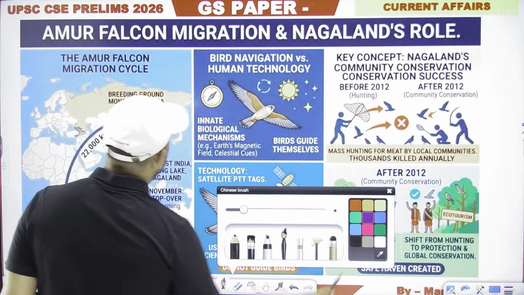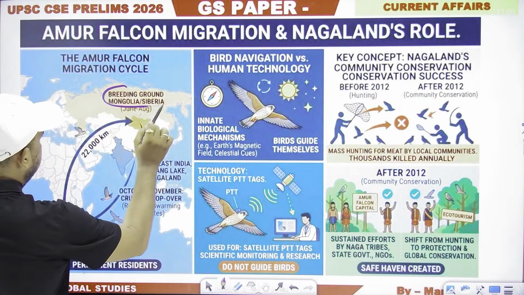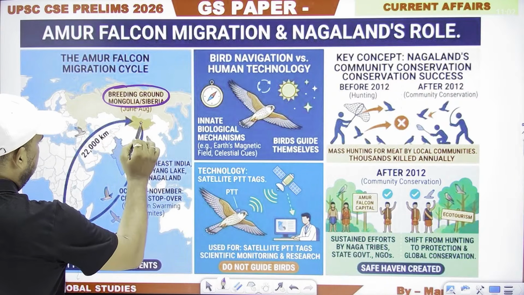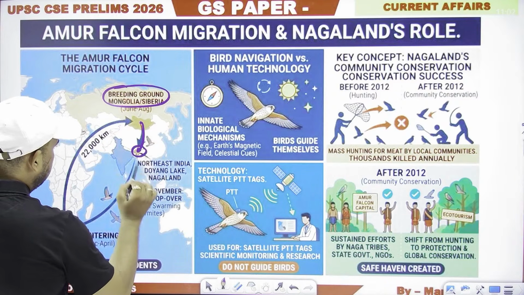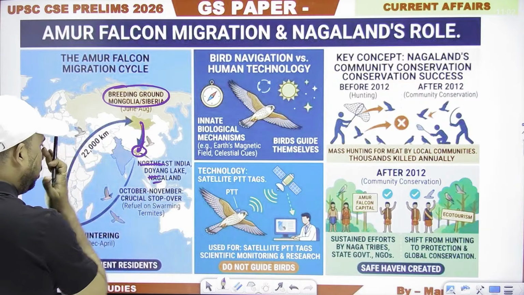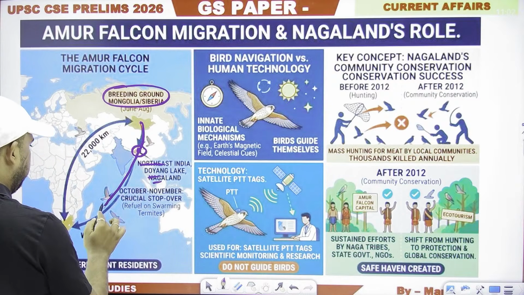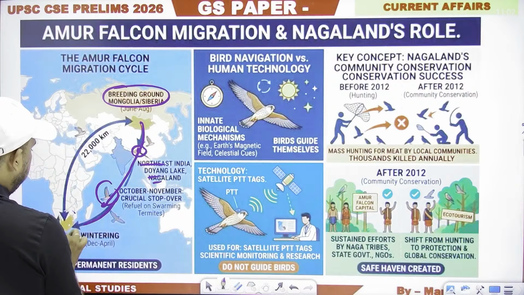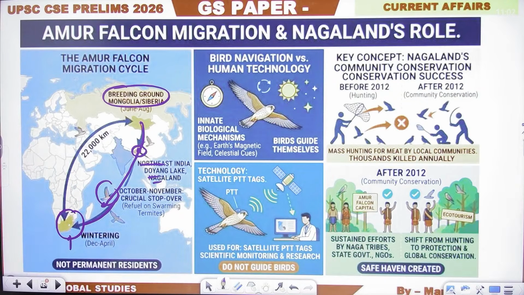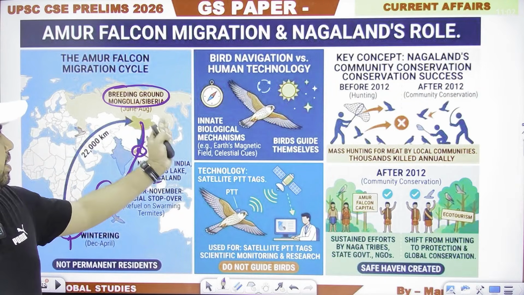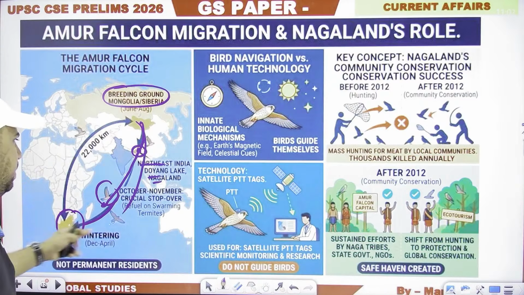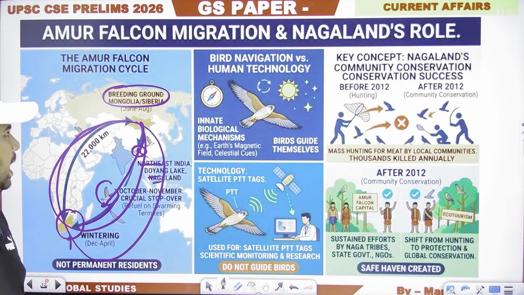As you know, I'm saying that its breeding ground is present in Mongolia, Siberia. From Mongolia, Siberia, it moved to Northeast India, Doyang Lake, Nagaland, and in October, November, crucial stopover to refuel on swarming termites, and in winters, they will reach towards South Africa, and again, they keep on moving. That's why they are considered as migratory birds. That's why the first statement is correct.